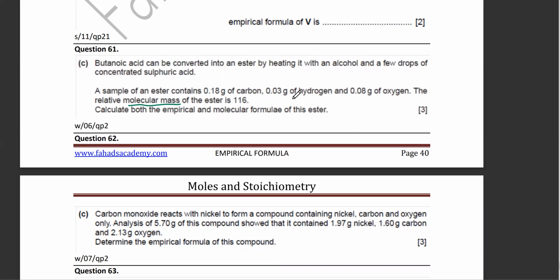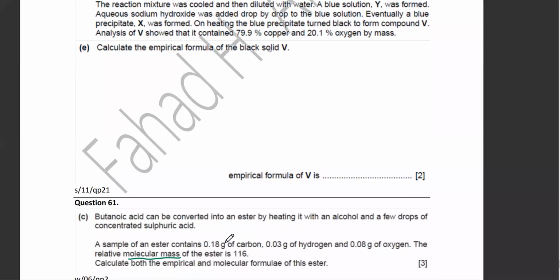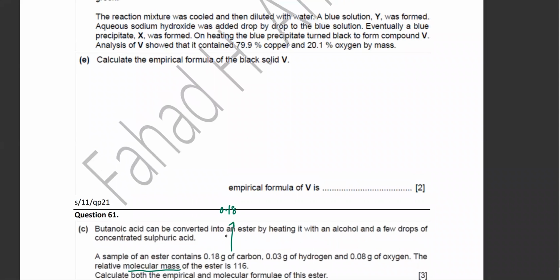So first you will find the empirical formula of this ester, so let's do the working right here. Carbon is 0.18 grams, so that would be 0.18 divided by 12. Hydrogen is 0.03 grams, that would be divided by 1, and oxygen is 0.08 grams, so that would be 0.08 divided by 16. Tell me the value of the first one. 0.015. So you're getting 0.015, and this one is 0.03 obviously, and the last one is 0.005. Simplest ratio, divide by the smallest, okay? So divide everything by 0.005.